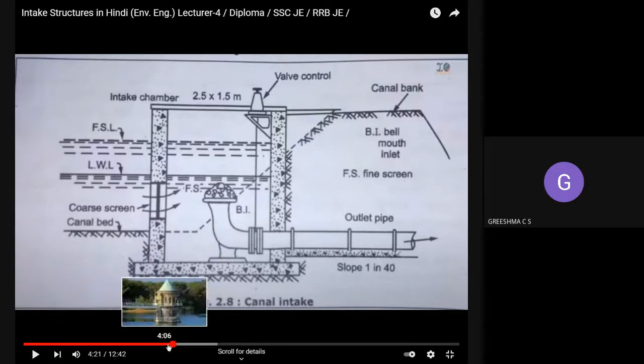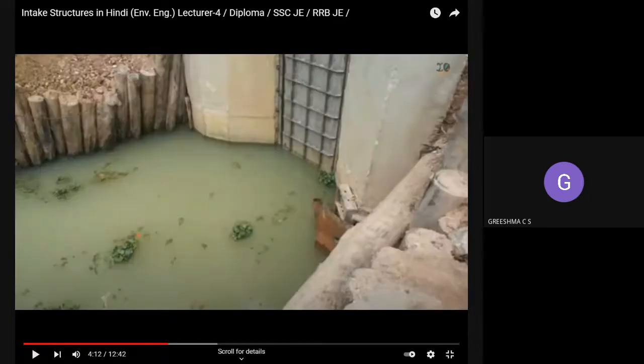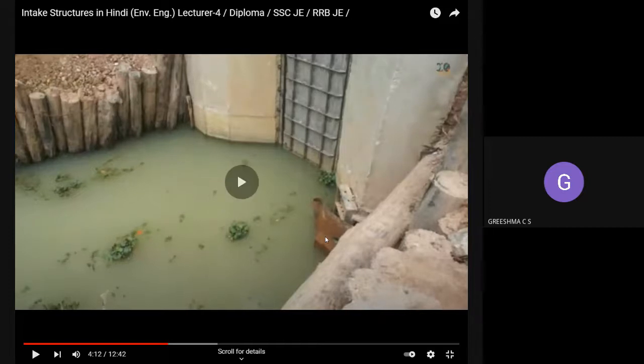This is the gate, and this is the bottom portion, and this is the top portion of this gate. Below this you can see one screen will also be provided so as to prevent the entry of these floating matters.